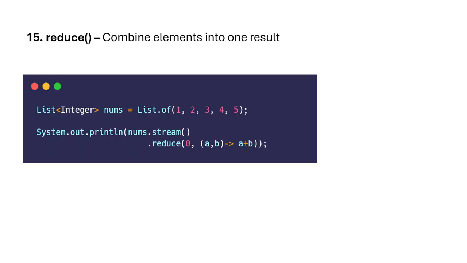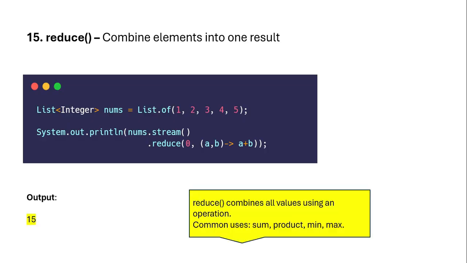Okay, reduce. As the name suggests, it combines the result into one result. Reduce operations are like summing all the stream elements, getting the product of it, or finding the minimum or the max of it. Here we are trying to do a summation. We mention the initial value as 0 and specify what operation needs to be done here, and based on that, it's going to give you the output. Basically, it's used to combine all the elements and give one result.